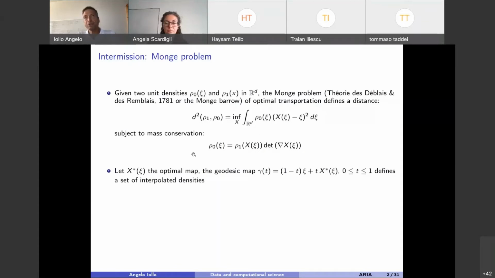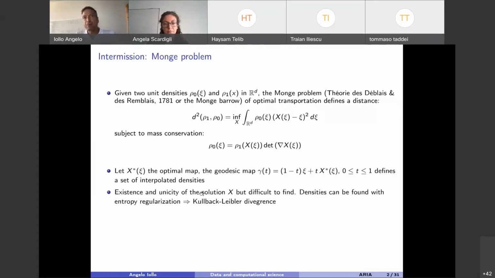Once we get this optimal map, which we'll call capital X star, then, and that's the interesting part, we can define a so-called geodesic map, which is basically a convex combination between the identity and the map that we just found. Thanks to this map, we are able to interpolate rho 0 to rho 1, and this interpolation is very natural, as I will show in one moment.